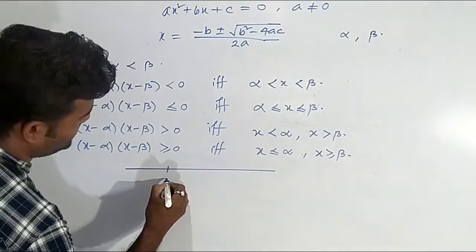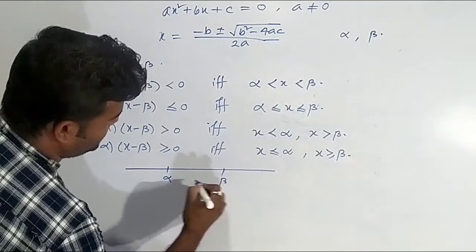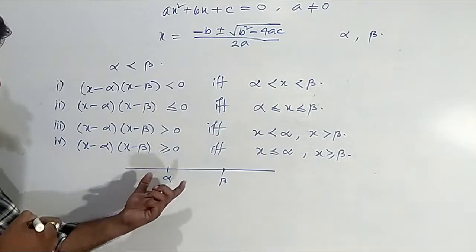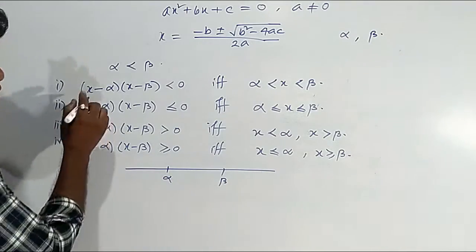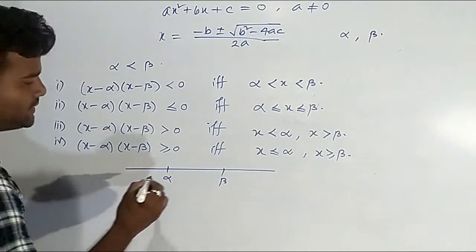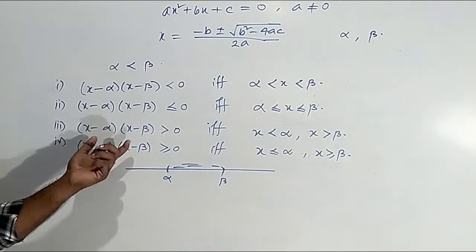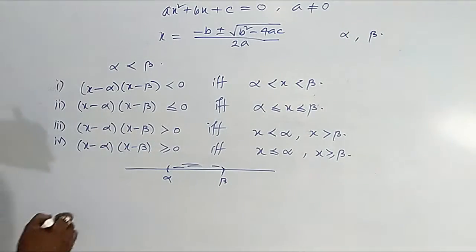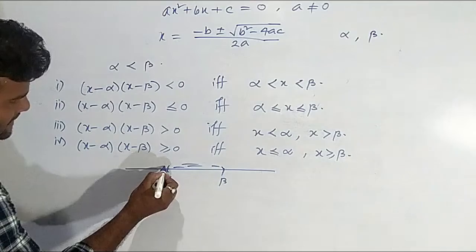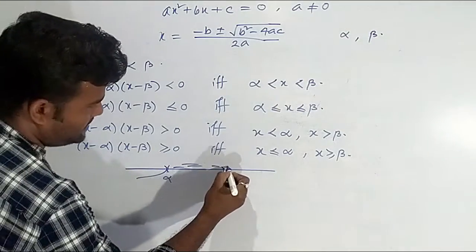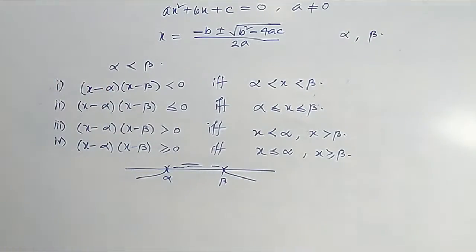That's it. If this is alpha and this is beta, then x lies between alpha and beta if the product of them is less than or equal to 0. If the product of them is greater than or equal to 0, then x lies less than alpha or x lies greater than beta. That's it.